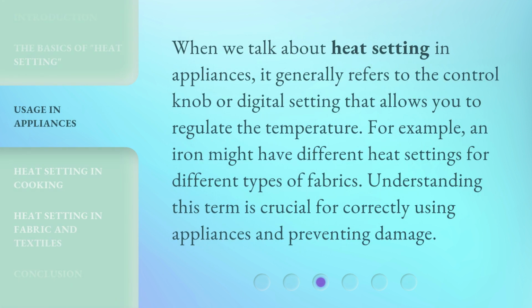When we talk about heat setting in appliances, it generally refers to the control knob or digital setting that allows you to regulate the temperature. For example, an iron might have different heat settings for different types of fabrics. Understanding this term is crucial for correctly using appliances and preventing damage.